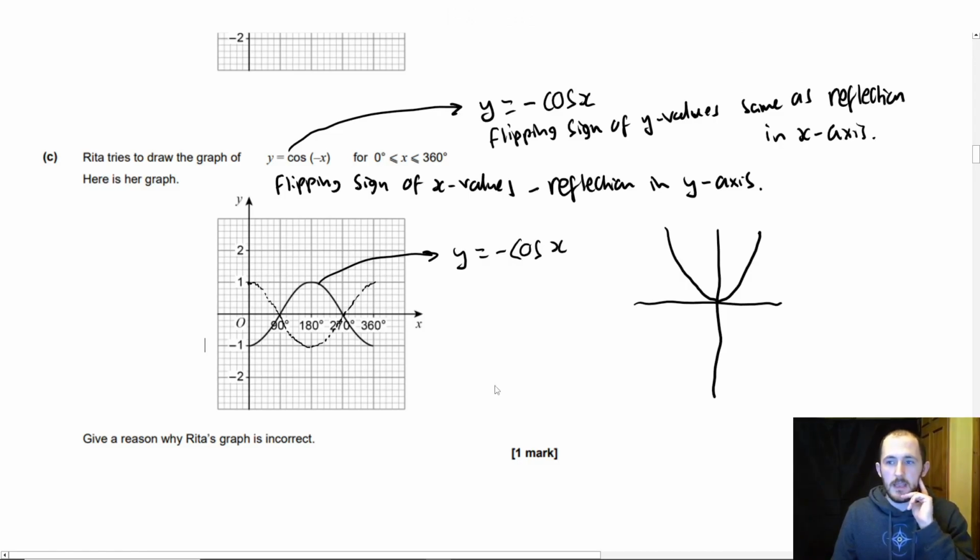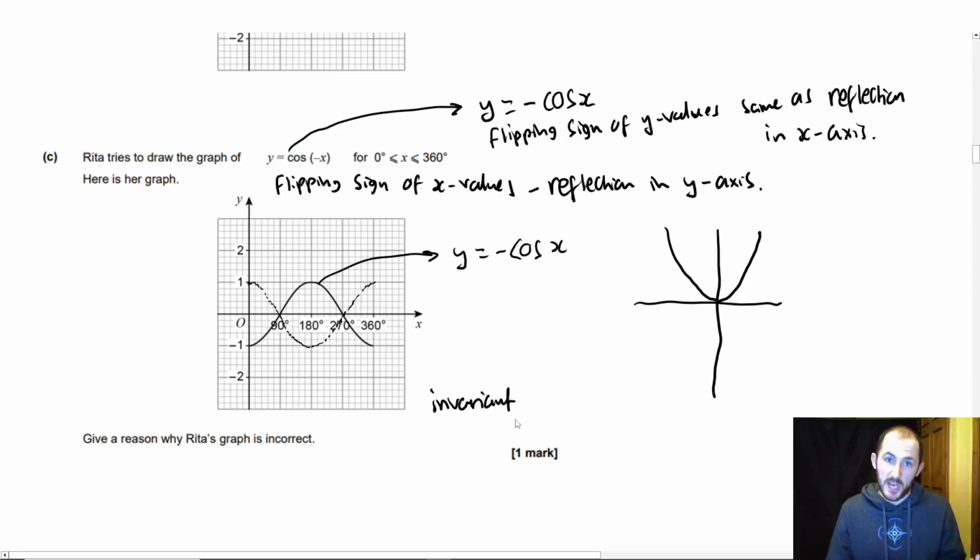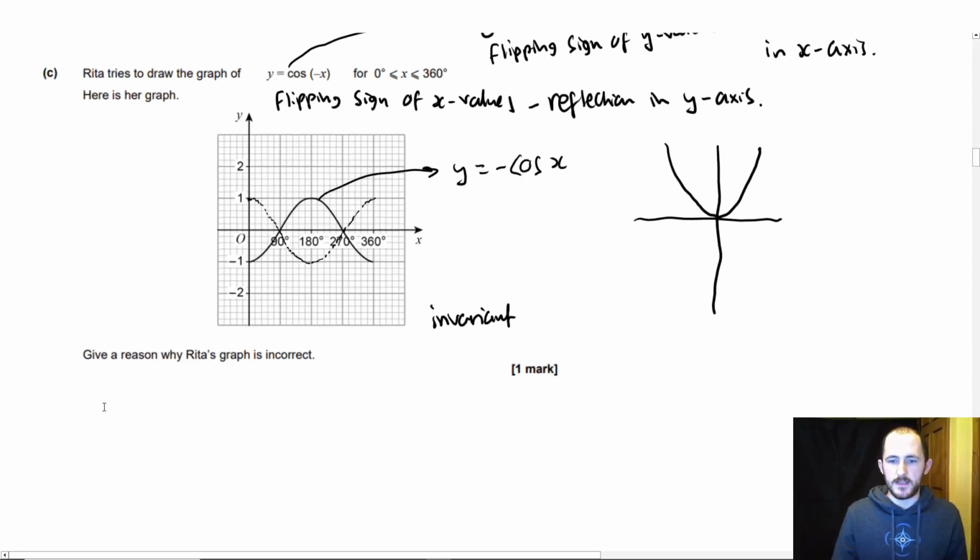So there's a special word for things like that. It just means it's invariant. Normally, if you just draw the exact same graph again, that's fine, but you can also write that it's just invariant, which means it doesn't vary, so it doesn't change. So give a reason why it's incorrect.